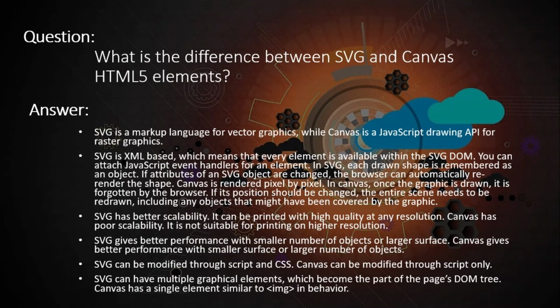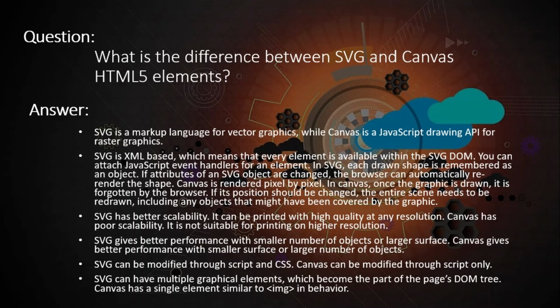What is the difference between SVG and Canvas HTML5 elements? SVG is a markup language for vector graphics, while Canvas is a JavaScript drawing API for raster graphics. SVG is XML-based, which means that every element is available within the SVG DOM. You can attach JavaScript event handlers for an element. In SVG, each drawn shape is remembered as an object. If attributes of an SVG object are changed, the browser can automatically re-render the shape.